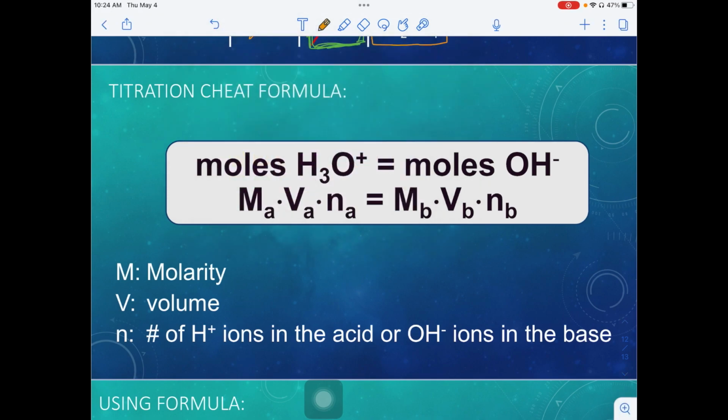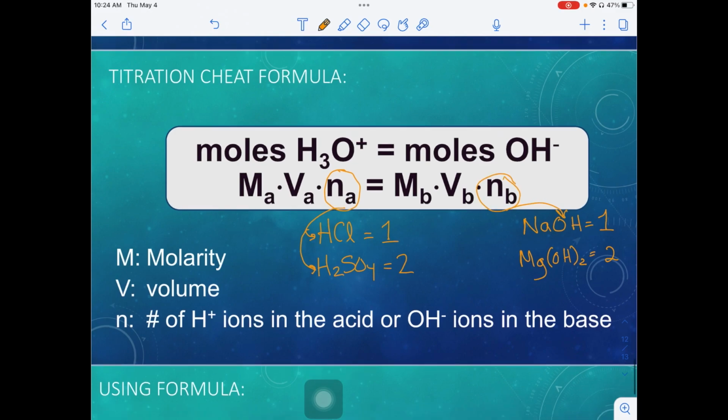So the trickiest part to this is using that N. So HCl has an N value of 1 because there's just one hydrogen. H2SO4 has an N value of 2. Okay? So this is counting your number of hydrogens in your acid. The base, same thing. NaOH has an N value of 1. Mg(OH)2 has an N value of 2. In the base, you're counting hydroxide.